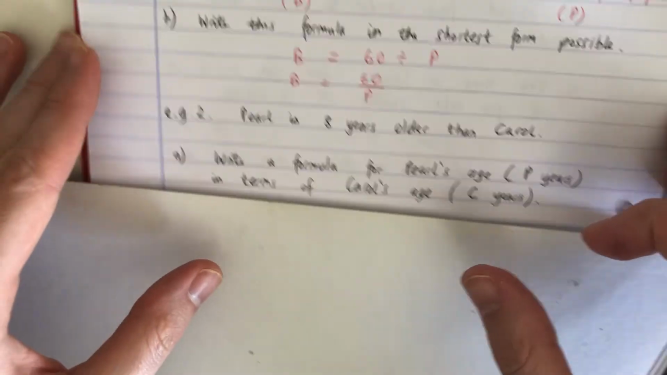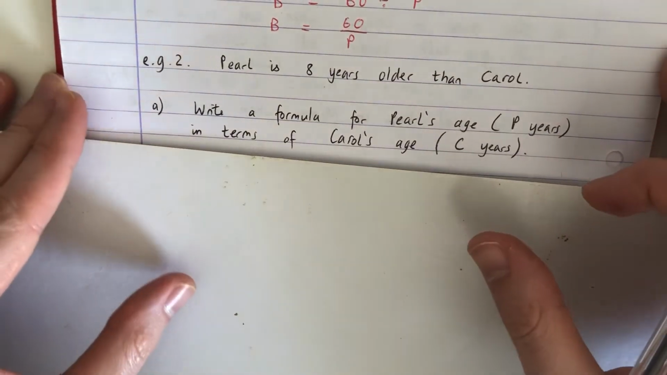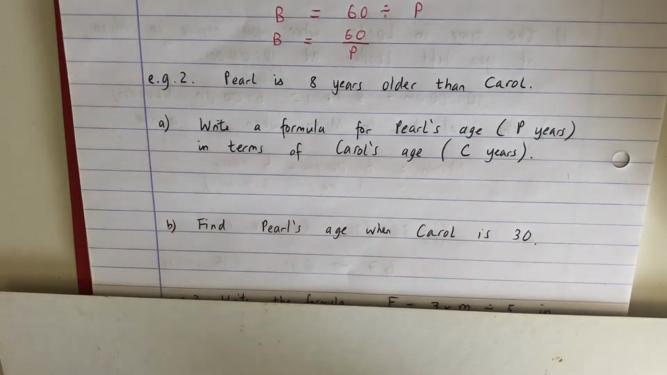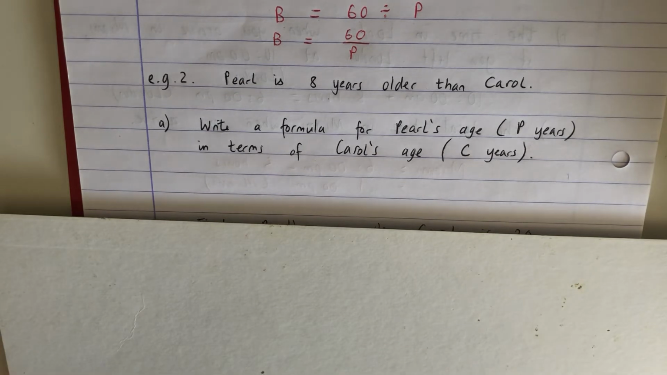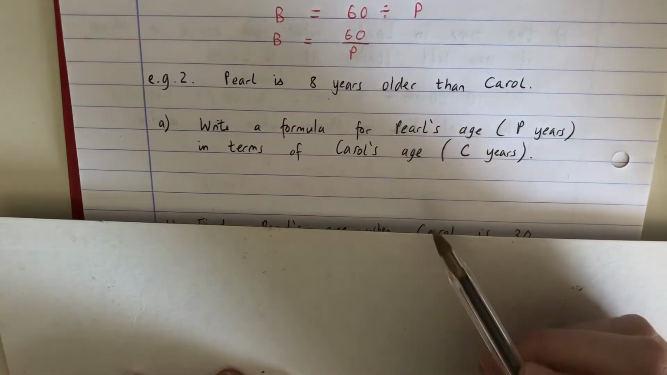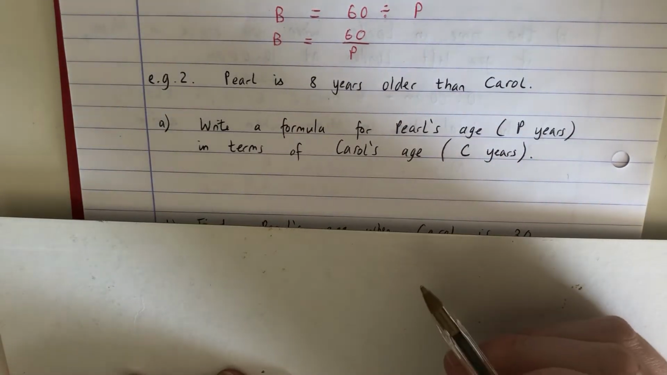Okay, example number 2. We have Pearl is 8 years older than Carol, so you've got just 2 siblings. Pearl is 8 years older than Carol. Write a formula for Pearl's age in terms of Carol's age. And they're telling us what letters to use there: P for Pearl's age, C for Carol's age.